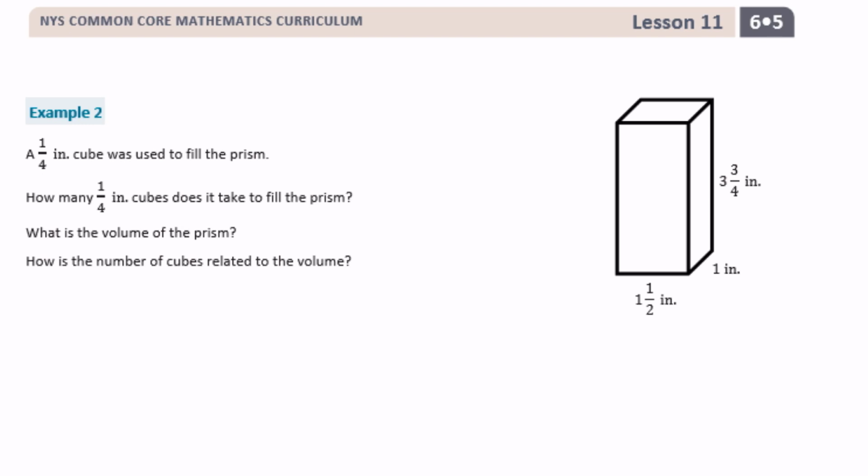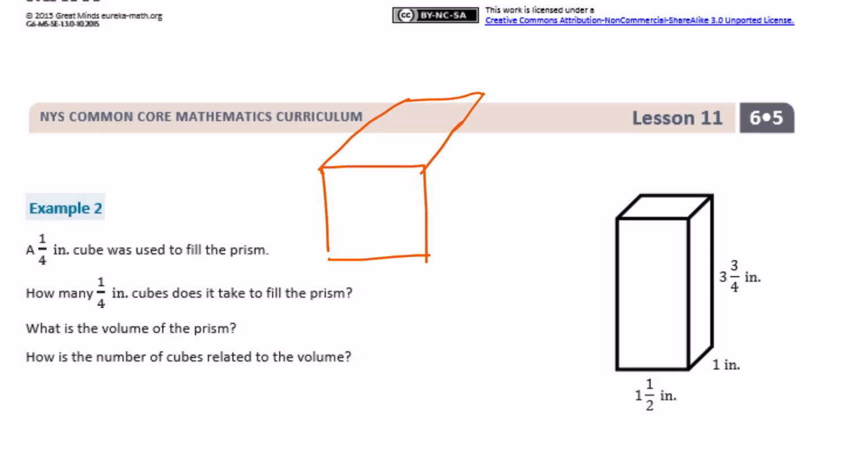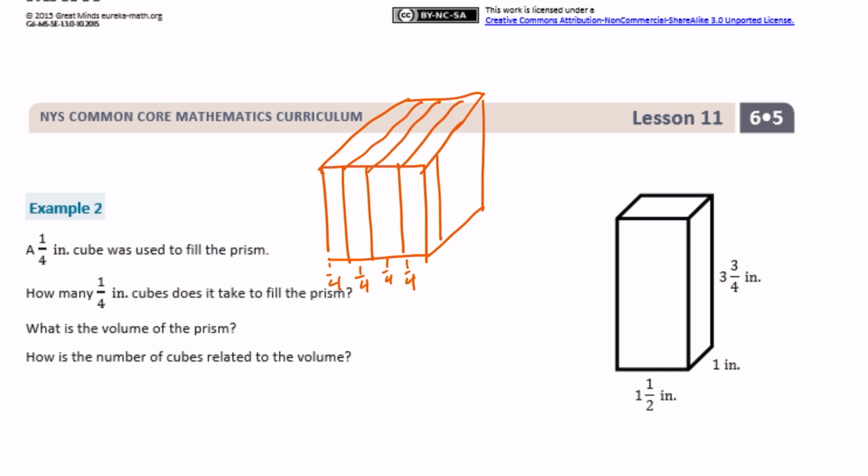So this time, let me try and draw a nice prism. This time, I'm drawing it big so that we can see it. It's a 1/4 inch by a 1/4 inch by a 1/4 inch. So each of these are a 1/4 inch all the way around. So draw it up the side, and then these are going to be fourths.